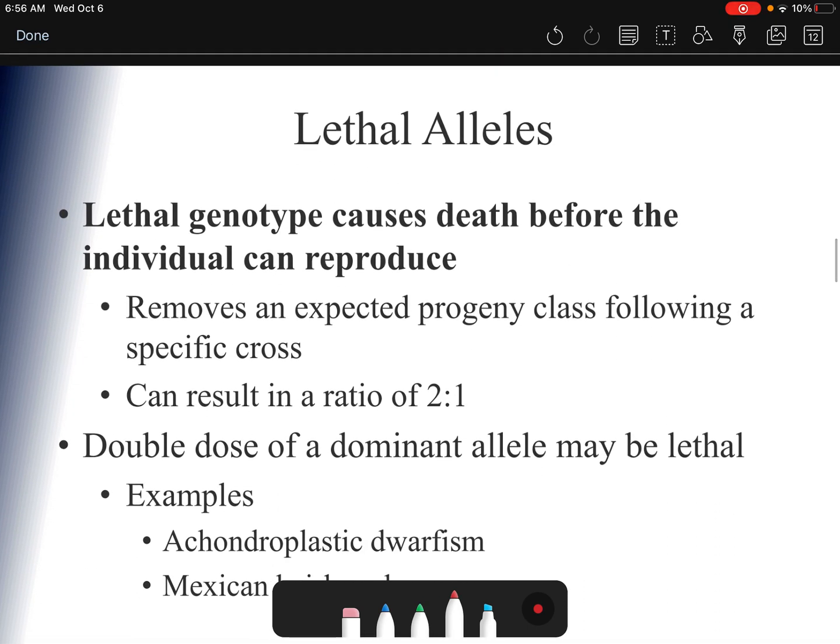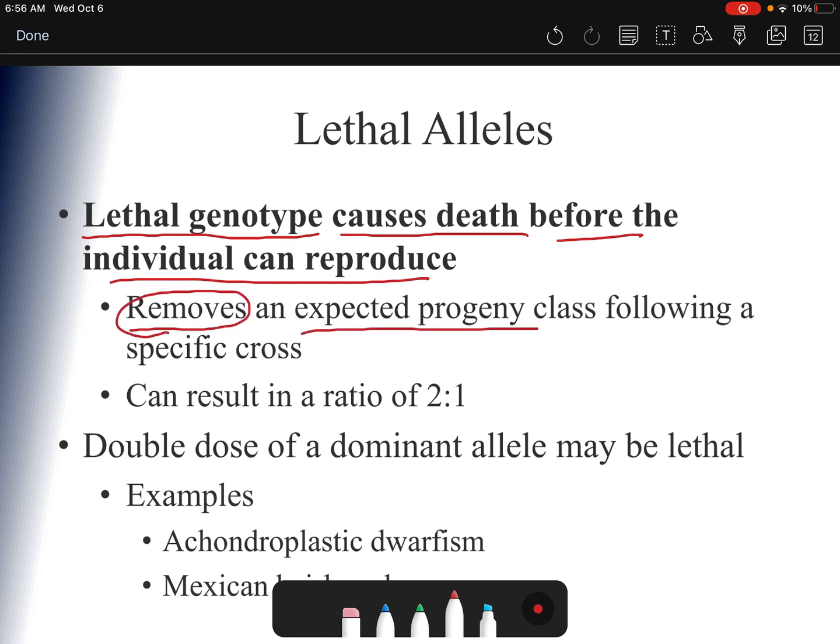The first one is lethal alleles. Like the name suggests, if you inherit a lethal genotype, it's going to cause death before the individual can reproduce. So it basically removes one of the expected genotypes of the offspring, and it drops your ratio down to a 2-to-1 ratio. Remember, Mendel would have had a 3-to-1 phenotypic ratio. And it's usually a double dose of the dominant allele that's lethal.